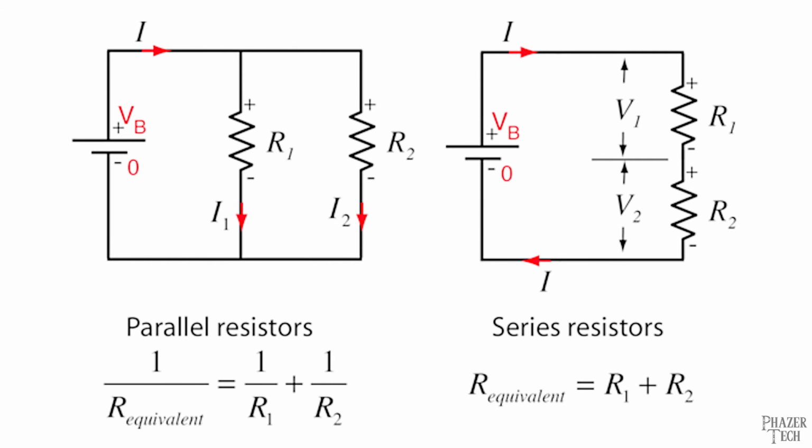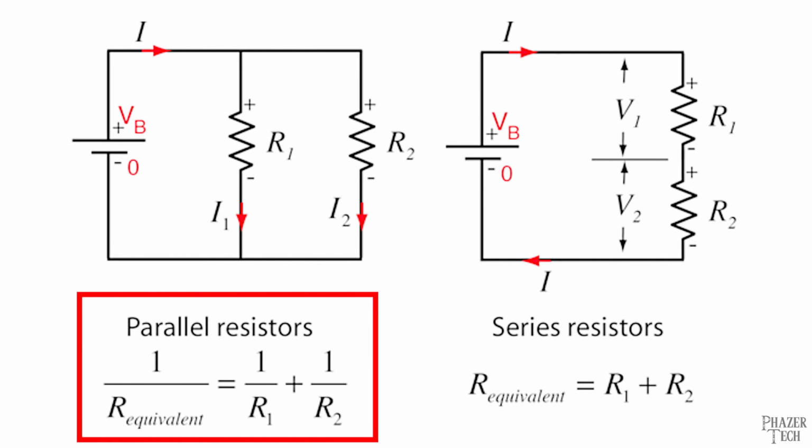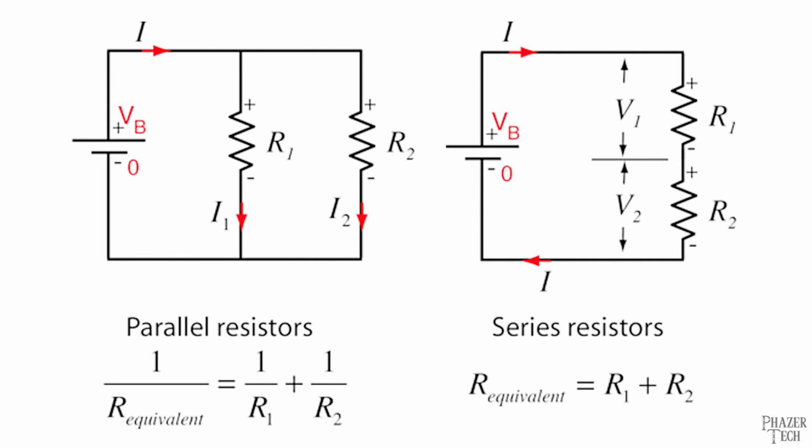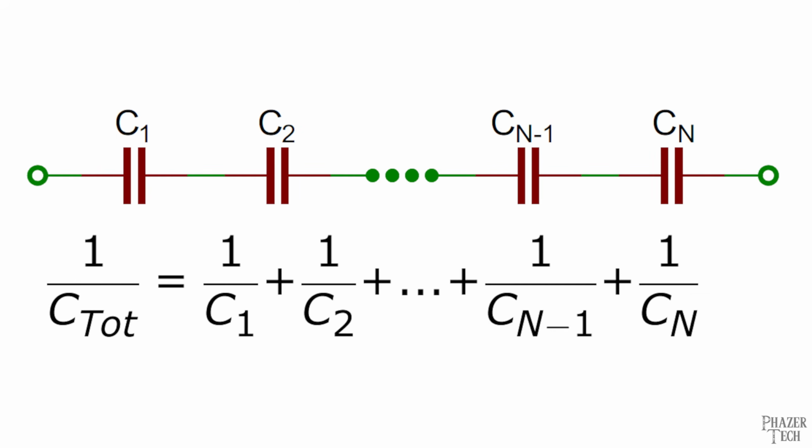Now, one last thing about caps before we move on to the next topic. In my previous video covering resistors, we talked about how to add resistor values together, depending on if they're placed in series or in parallel. When resistors are in series, you can simply add their resistance values together, but if they're placed in parallel, you need to follow this equation to find out their equivalent resistance. Well, the same principle applies to capacitors, except it's the exact opposite. When capacitors are placed in series, then you'll need to follow this same equation to determine their total capacitance.